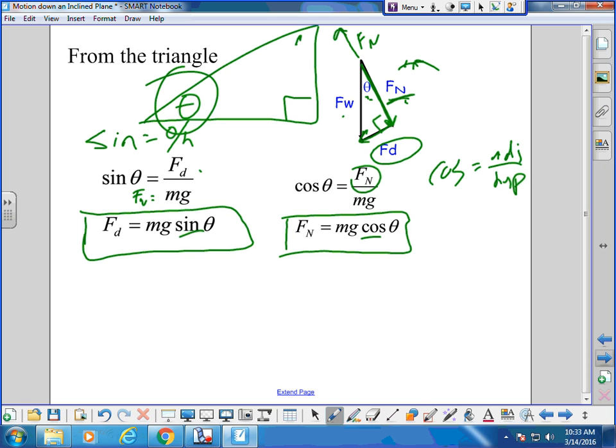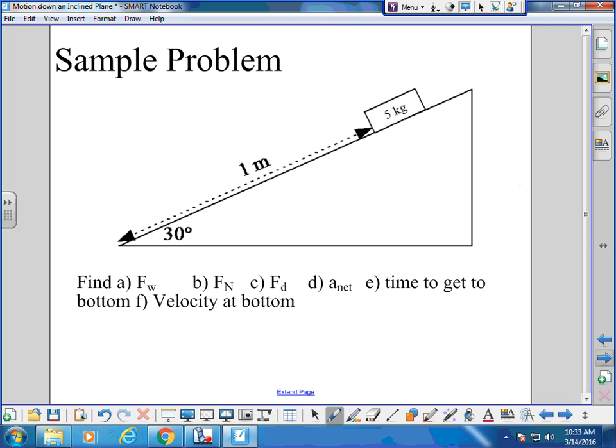Ready for a sample question? Yes, because that's what you really want to know, right? I don't care why it works, just give me a question that I can do. Here's a sample problem. Should I give you 30 seconds to jot it down? Let's do that.